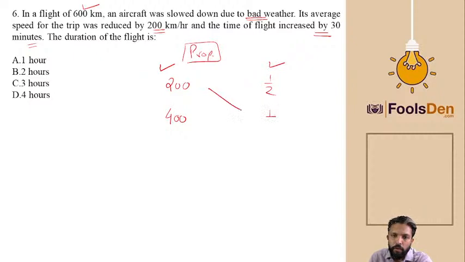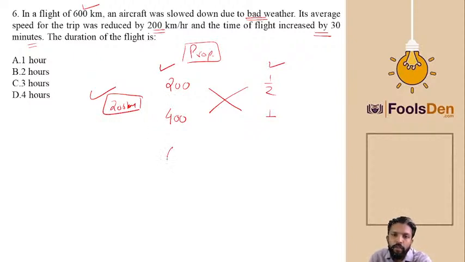Now just cross multiply it. So you are getting speed into time. So in both the cases, you are getting distance as 200 kilometers. Let us try to understand this. Suppose the distance would have been 200 kilometers. So the original speed was 400 and the reduced speed is 200. But the distance is not 200, so we'll apply the proportionate method one more time.